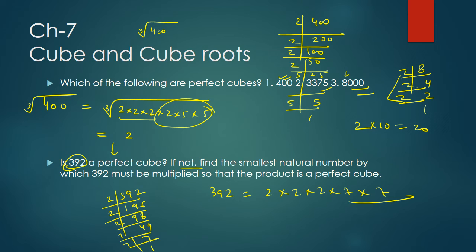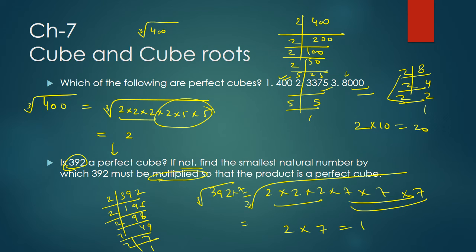If not, find the smallest natural number by which it should be multiplied. What should be multiplied? Obviously 7, because as soon as we multiply it with 7, we get a perfect cube. How? Then this will become 7 cube root, and if you remove this cube root, these 3 2s will become one 2, and 7, so it is the cube of 14. The cube root of 3921 is 14. Clear?